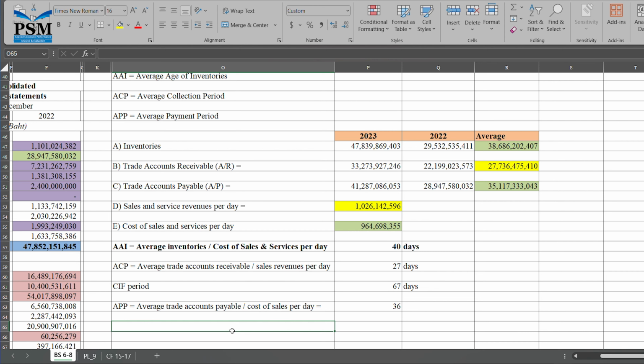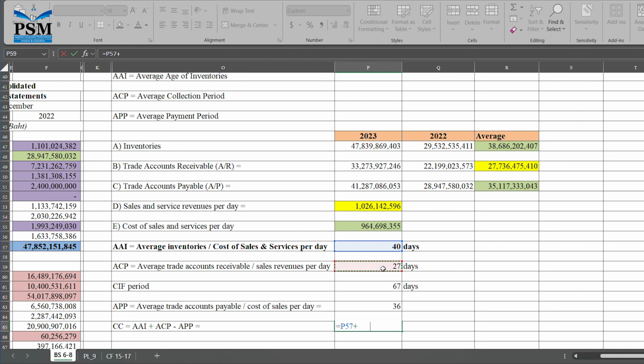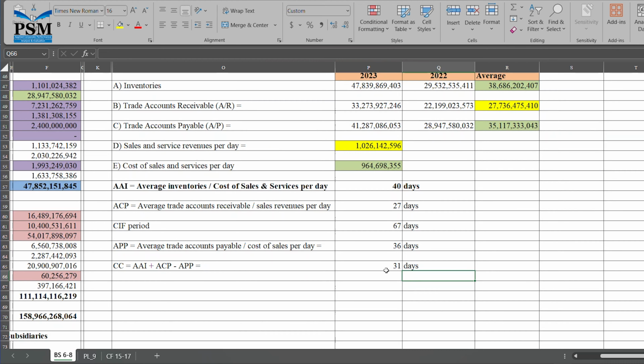Now we can finally calculate the cash cycle of the company, and the formula was AAI plus ACP minus APP. We have all the numbers. AAI is 40 days plus ACP 27 days minus 36 days. It's about 31 days. All the units are in days. 31 days is the final answer for the cash cycle of Model 3.